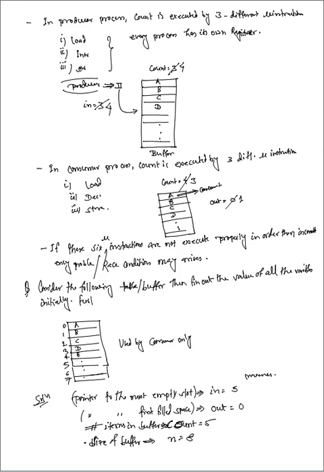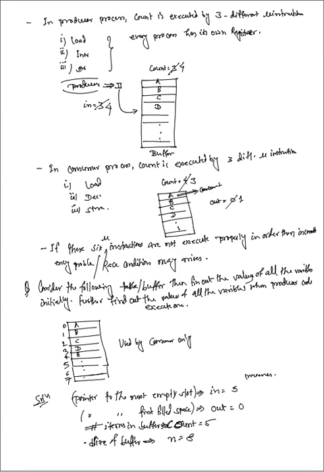Okay, in the same question, find out the value of all variables when the producer code executes once. Further, find out the value of all the variables when the producer code executes once, right?